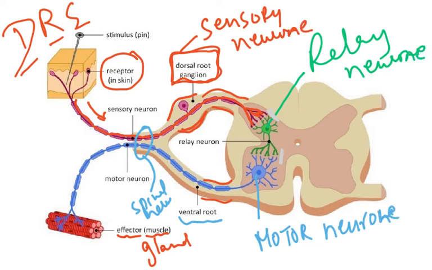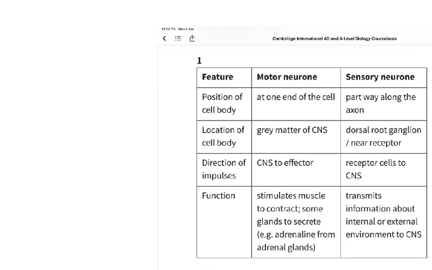Please pause the video here and have a look at this diagram again and just revise all the different parts of the syllabus, especially the fact that the sensory neuron is in the dorsal root ganglion while the motor neuron passes out of the ventral root. Then we do a comparison of the features of the motor neuron and the sensory neuron.